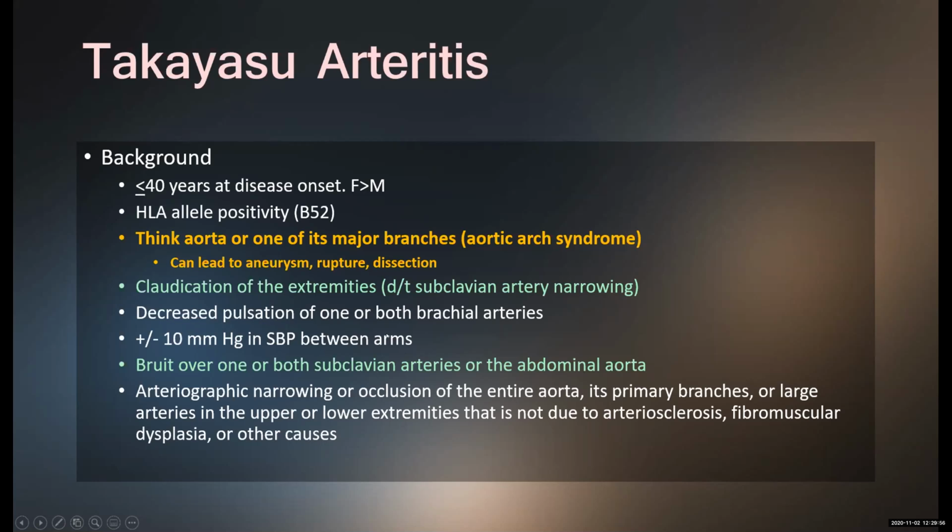Whereas with Takayasu arteritis or aneurysms, we're thinking between the left and the right arm. And again, as I mentioned down here, that bruit of the subclavian might be present.